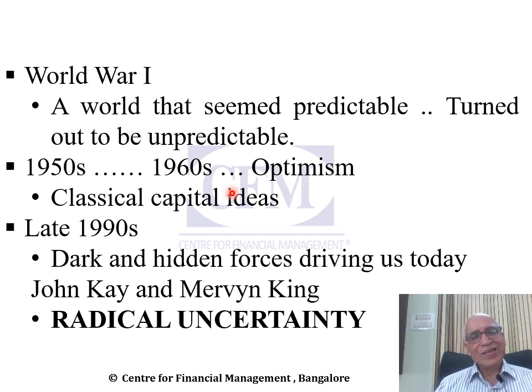In the late 1990s, it appeared that dark and hidden forces were dawning on this world, and this feeling continues even today. In the last 20 years, we have seen several crises, particularly the global financial crisis and the COVID-19 crisis, which appear as black swan events, and the world seems to appear more unpredictable. John Kay and Mervyn King have written a fascinating book called Radical Uncertainty, in which they argue that we seem to be living at a time of radical uncertainty.